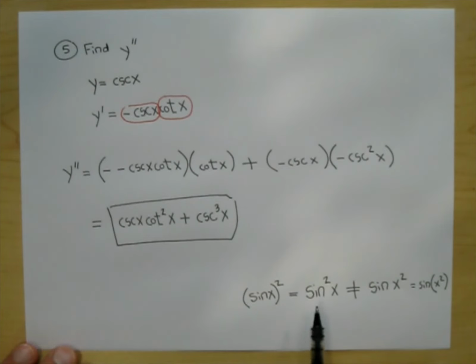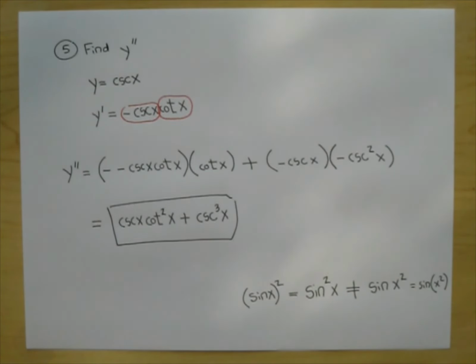So this probably came about through laziness. People didn't always want to put the parentheses up, so they just put the 2 there and said if the 2 is there, we know that I'm going sine times sine. And then if the 2 is right there, I know that this is really sine of x squared.